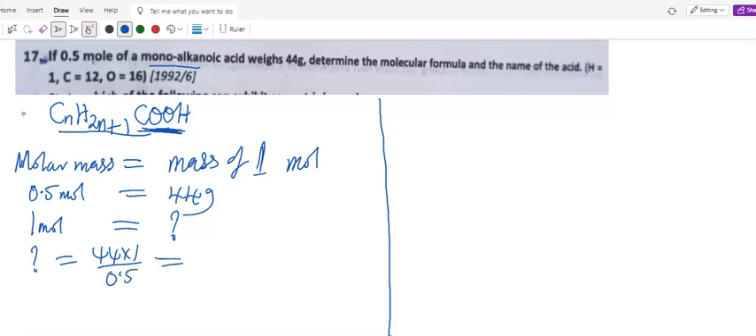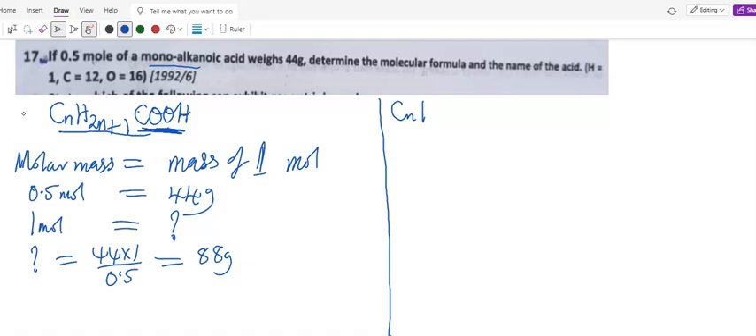0.5 means half, so this will give you double the initial mass. So we have 88 grams. So the molar mass of the acid we are talking about is 88 grams, okay? So with this, we can move on to finding n. How do we find n? We equate this to the molar mass.